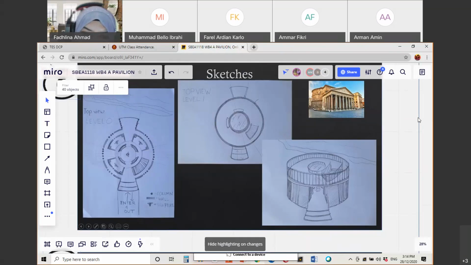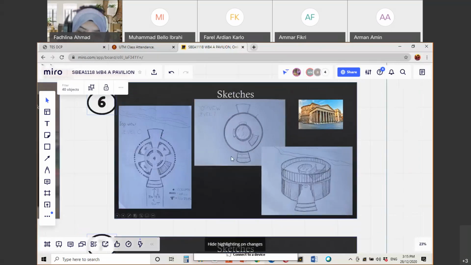And you can see, if you enter, you can directly see the sculpture at the middle of the pavilion, and the other sculpture is put in, I can say, like a room. And you can see at the middle it is circular, in a circle shape.